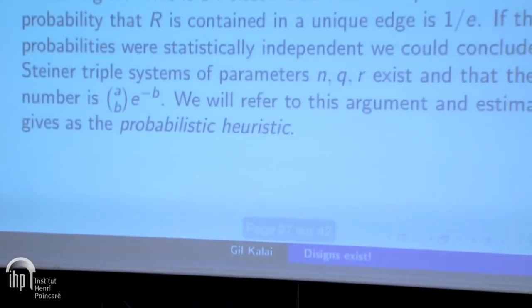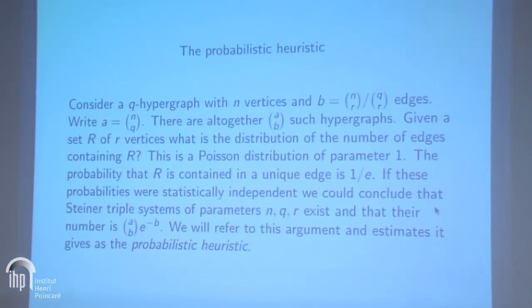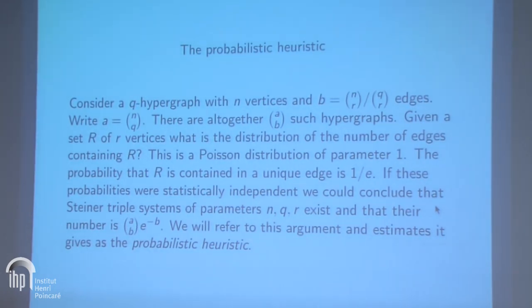Okay, so now I'll move to the third part, which is the greedy random method. So let me go quickly. So the probabilistic heuristic, I referred to it a little before. Let me just do it very quickly. Suppose you look at the problem very naively and you ask, what is the probability that a collection of sets of size q, which has the right number, n choose r divided by q choose r, will be a design? And as I said, one way to go about it is to see that the probability that a set of size r will be included in a unique set of size q is roughly 1 over e. So this gives you some estimate, which is completely nonsense, but it's still useful for some purposes. And I will refer to it as the probabilistic heuristic.